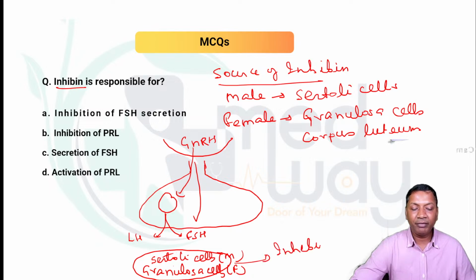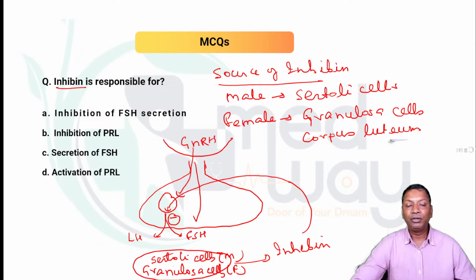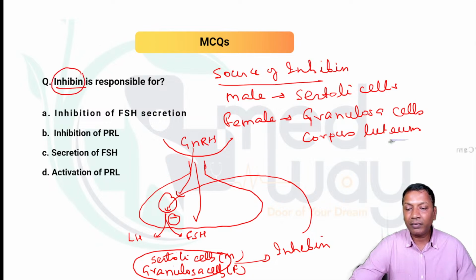What this inhibin will do is act on the anterior pituitary, and it will cause the inhibition of FSH. So remember this: inhibin will inhibit the secretion of the hormone FSH.